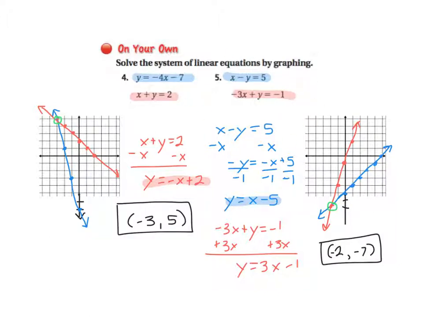For this second example, you have to rewrite both equations. So you should have gotten y equals x minus 5. So remember here we have to divide everything by -1. And here we should get y equals 3x minus 1. So we just have to add 3x to both sides. When you graph those two equations, they intersect over here. It did go a little bit off our graph, but they should intersect at -2, -7.